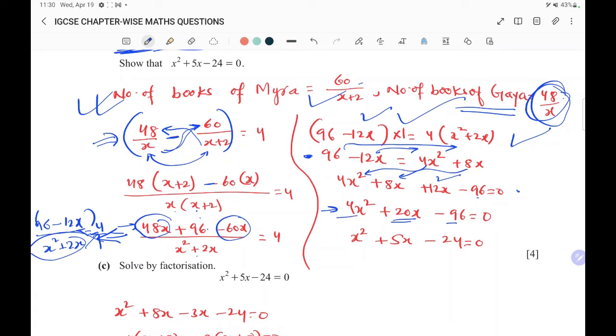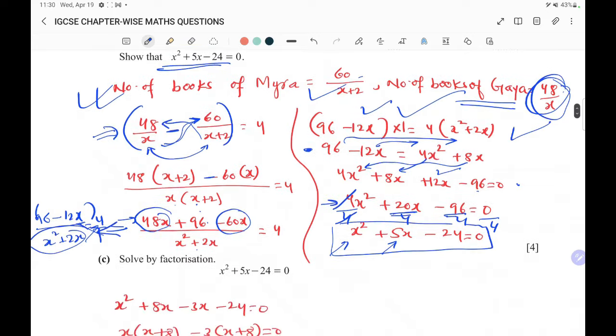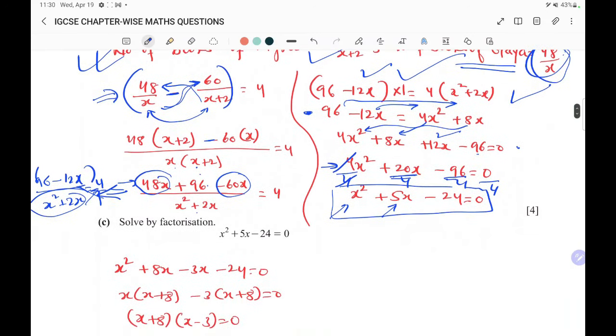And you can divide by 4 throughout. So 4 over 4 cancels, which leaves x squared. 20 over 4, that's 5x. And 96 over 4, that's minus 24. So we got this result. What we had to prove was x squared plus 5x minus 24 equals 0, which we have proved.